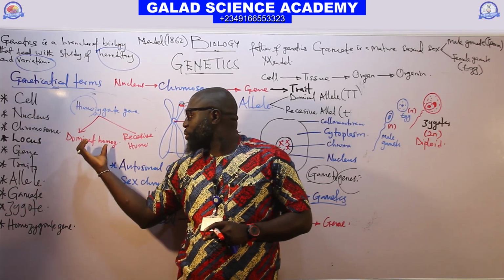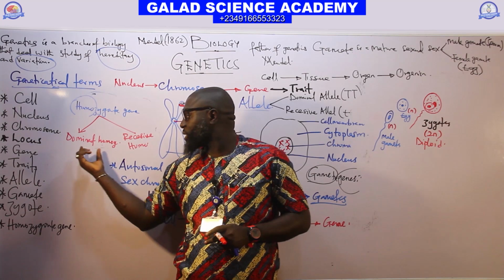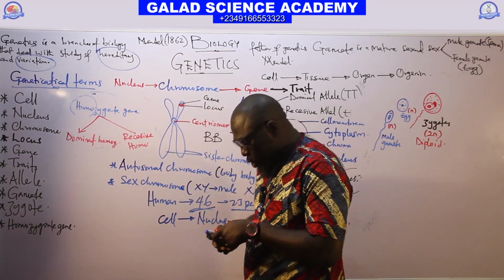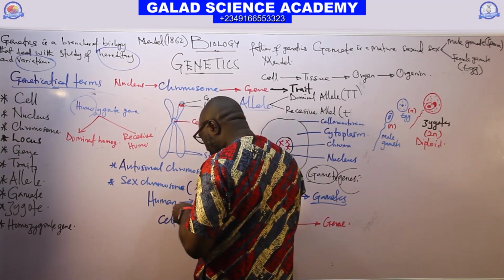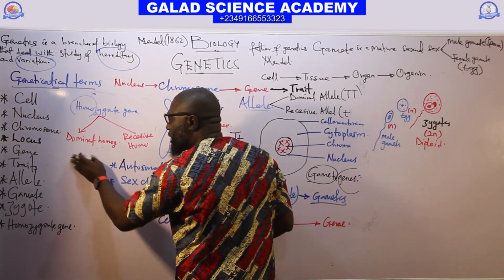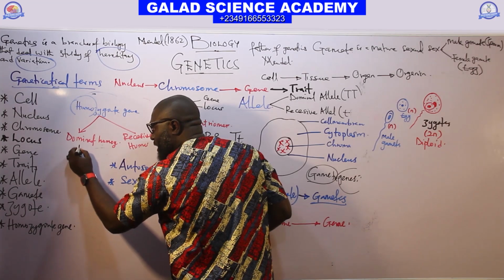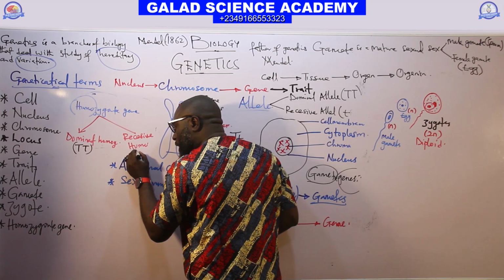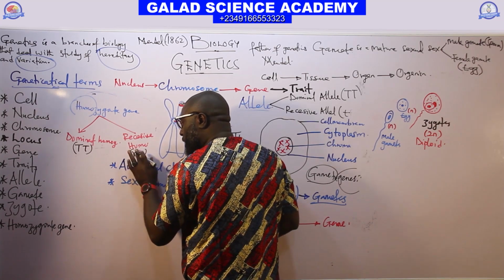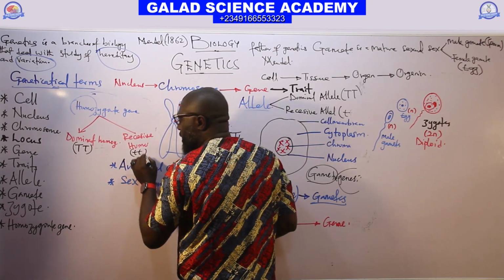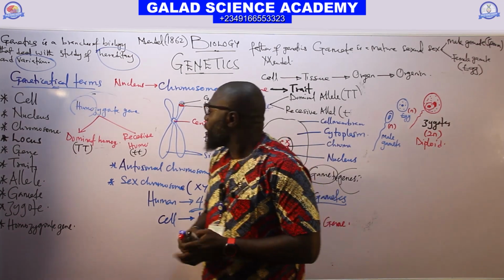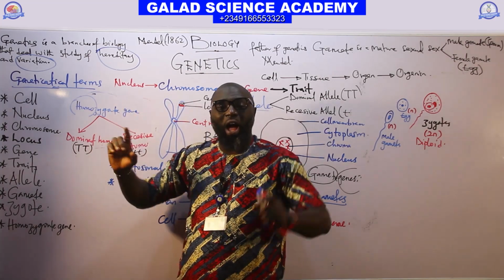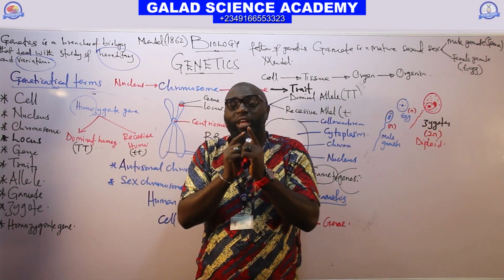We will have homozygous dominant or homozygous recessive. An example of this is here. Dominant is capital letter T. For the recessive, we use small letter t. If they say your gene is homozygous, we have two similar genes for a character.